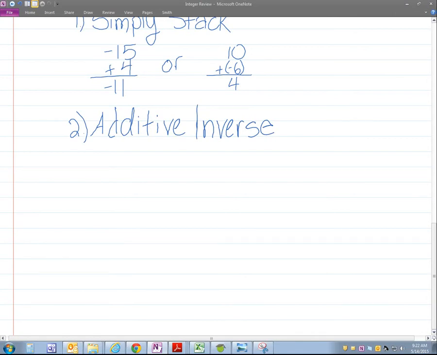So then we could do the additive inverse. So if I was doing negative 15 plus 4, the additive inverse is where I switch the signs of everything.